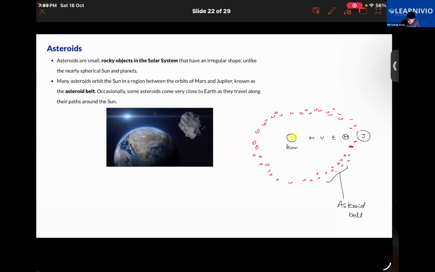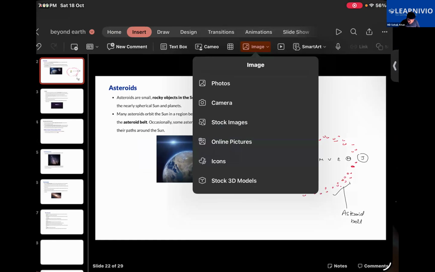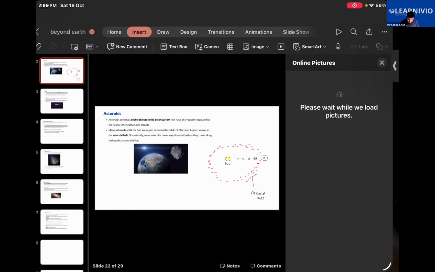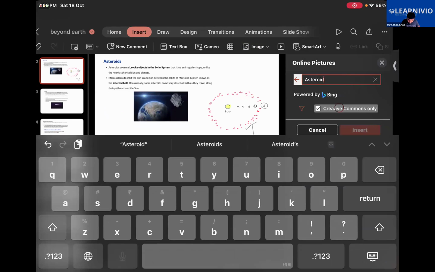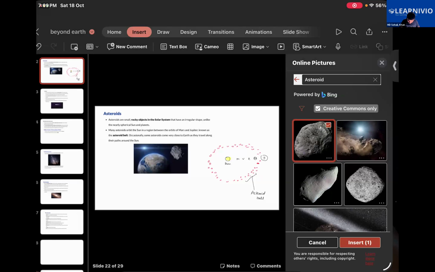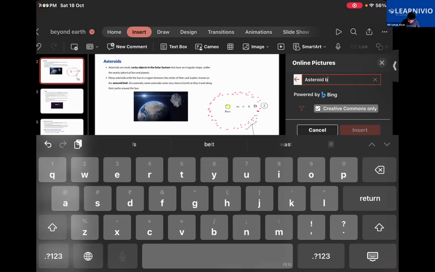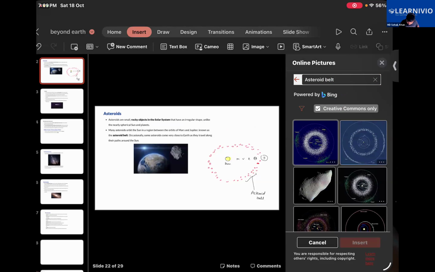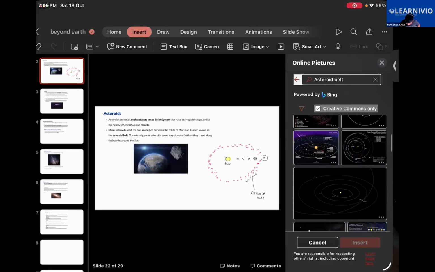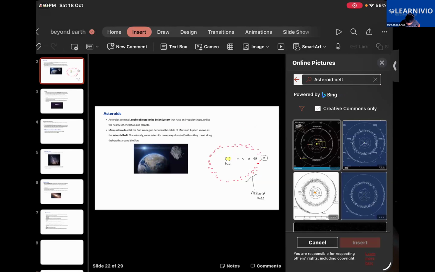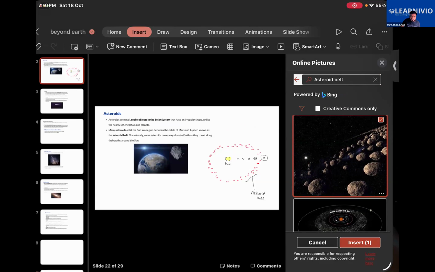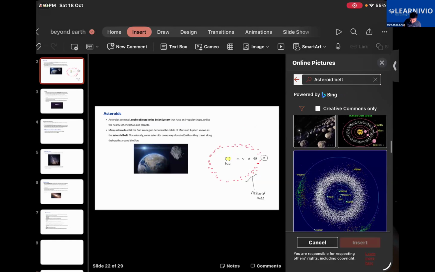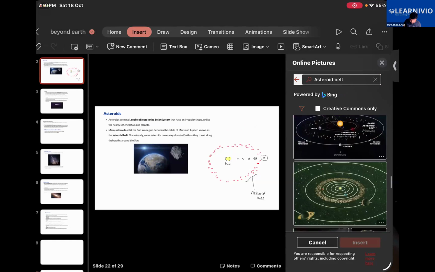Okay, let me show you one image of it. You will find it relevant. Okay, that's good. See, right over here, you can see these asteroid belts. It will be just like that. Look at the picture which I have selected right now. So these are the asteroids, and they are also doing revolution around the sun.